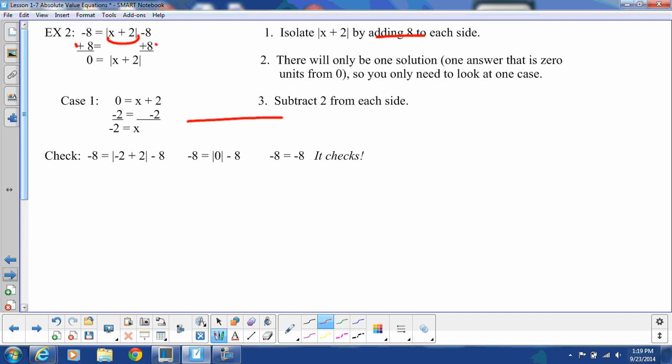But wait, I said there's only one number who has the distance of 0 from 0, and that's 0. So we only have one case. To solve for x, we subtract 2 from each side, and we get negative 2 equals x. To check this one solution, put negative 2 in for x. We get negative 8 equals 0 minus 8. The absolute value of 0 is 0. It goes away, and we have negative 8 equals negative 8. Again, it checks.